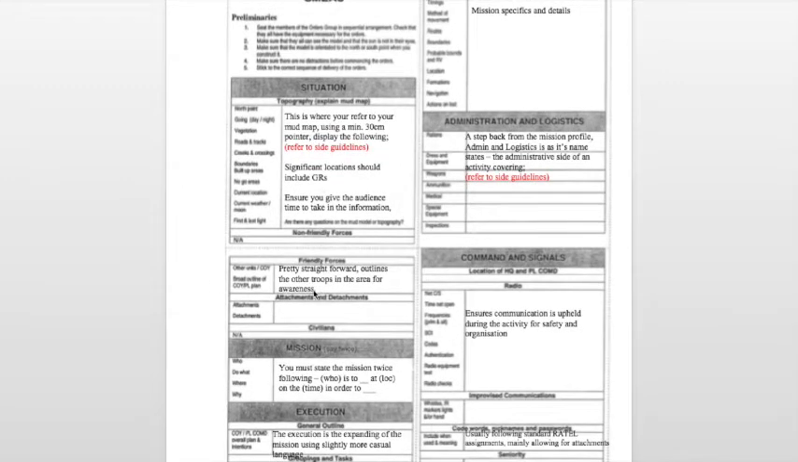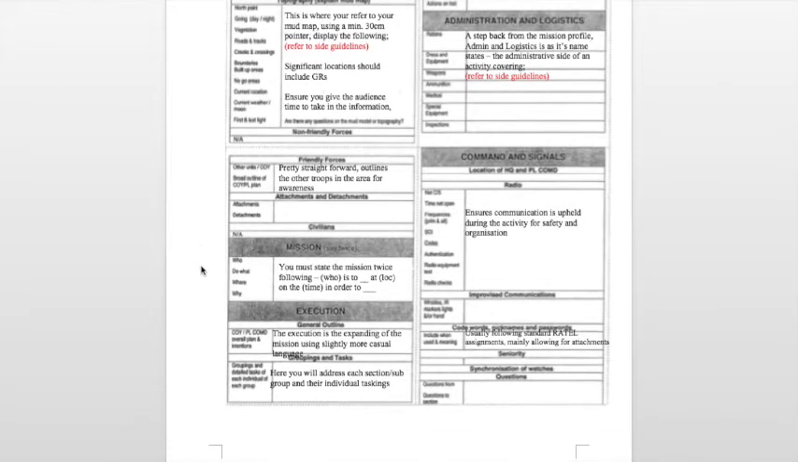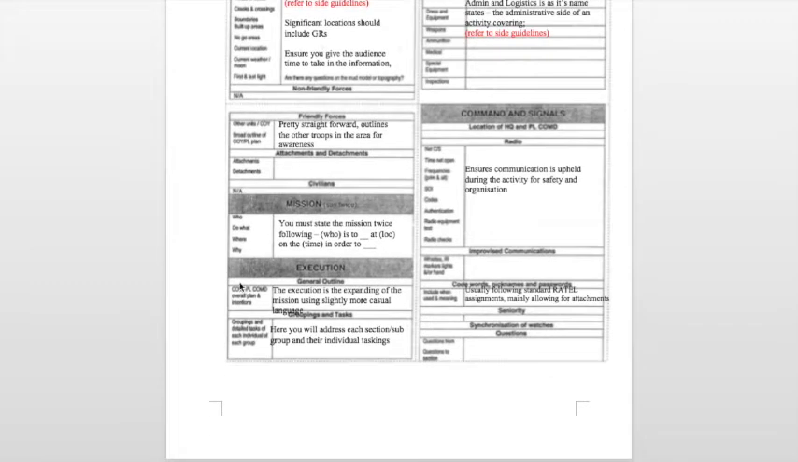Non-friendly forces, friendly forces, attachments, detachments, civilians. It's pretty straightforward, self-explanatory. The main important point is you need to outline non-friendly forces, friendly forces, and attachments and detachments. Mainly the troops in the area and other forces present, just so that the people doing the mission are aware. Mission. As I said before, you must say the mission twice. Who will do what, where, and why. And there's a little example here.